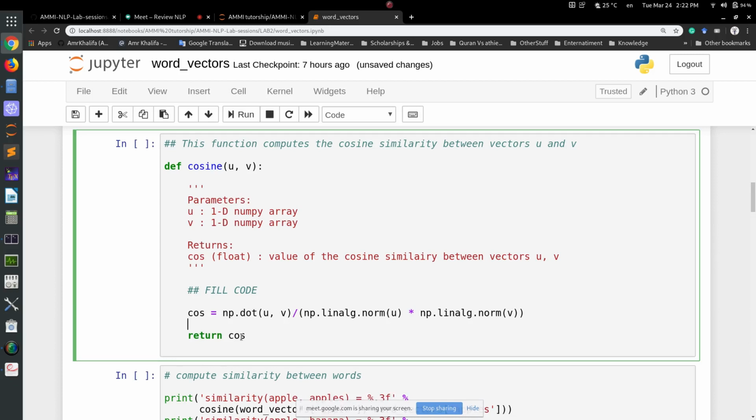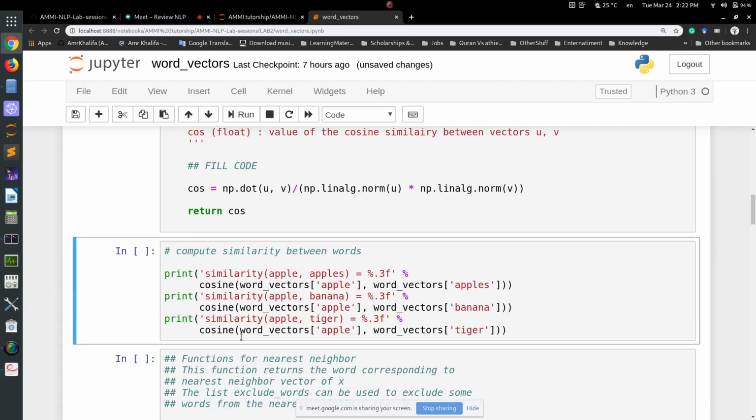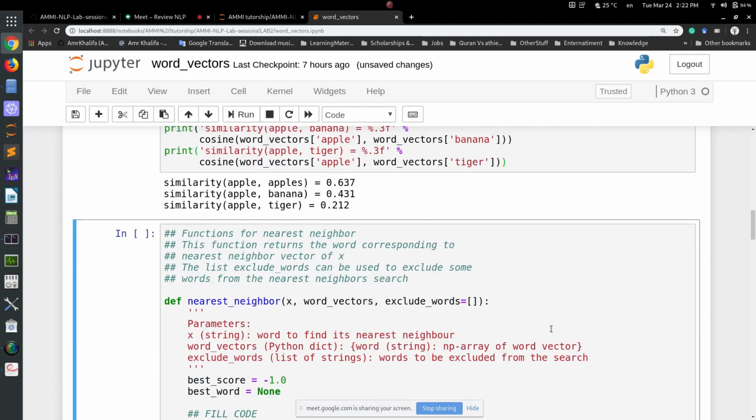Now, to check if our function is working properly, we're going to compute the similarity between apple and apples, between apple and banana, and between apple and tiger. We should expect the similarity between apple and apples to be the highest. The similarity between apple and banana should be high, and the similarity between apple and tiger should be relatively low. So let's see if our function cosine is working. Here we're going to get the word vector of apple and the word vector of apples from the dictionary.